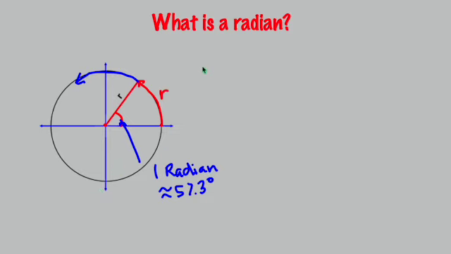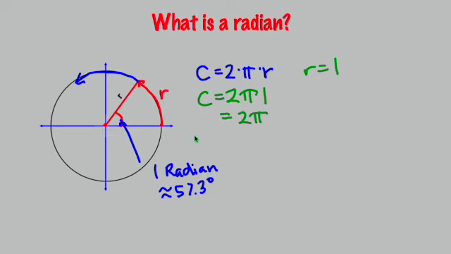the circumference. So if we take the circumference of a circle, we know that the formula is 2 times pi times the radius. And in a unit circle, we know that the radius is equal to 1. So our circumference is equal to 2 pi times 1, otherwise known as 2 pi. So all the way around this circle would be 2 pi radians. We also know that a circle is 360 degrees. Therefore, 360 degrees must equal 2 pi radians.